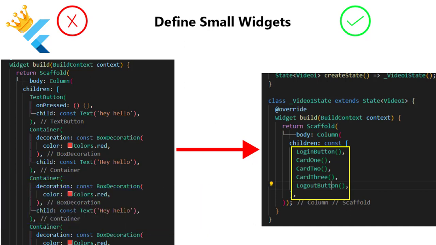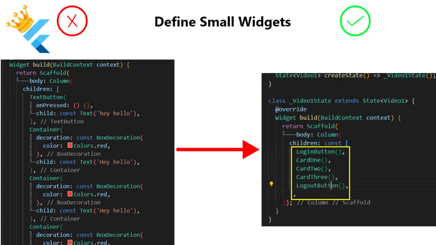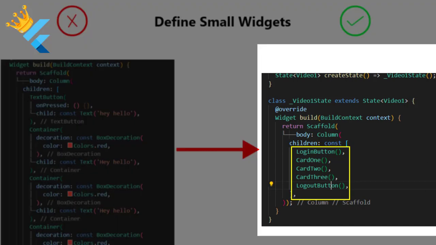Define small widgets. Why define small widgets? Like I did in the one image, I show some text button and 3 containers, then text button, so it is creating a mess of code. So use small widgets in your code that lead to code that is more readable and easier to reason about. Like on the right hand side, as you can see, I created login button widget, card 1, card 2, card 3, and then logout button, which is easy to understand what I'm doing here and what these widgets are about.